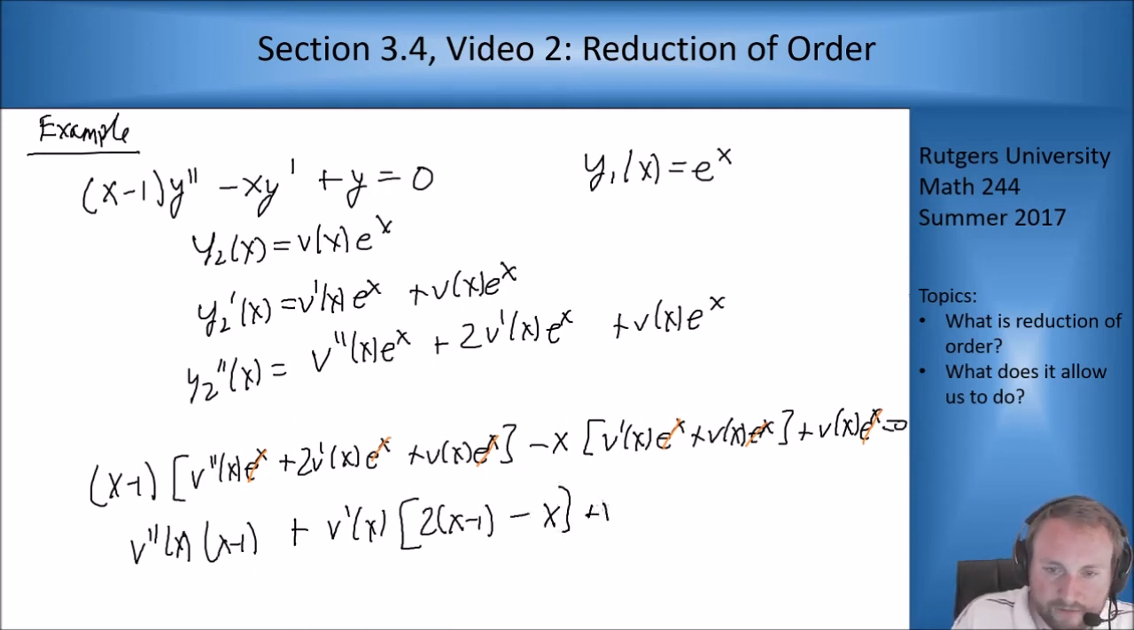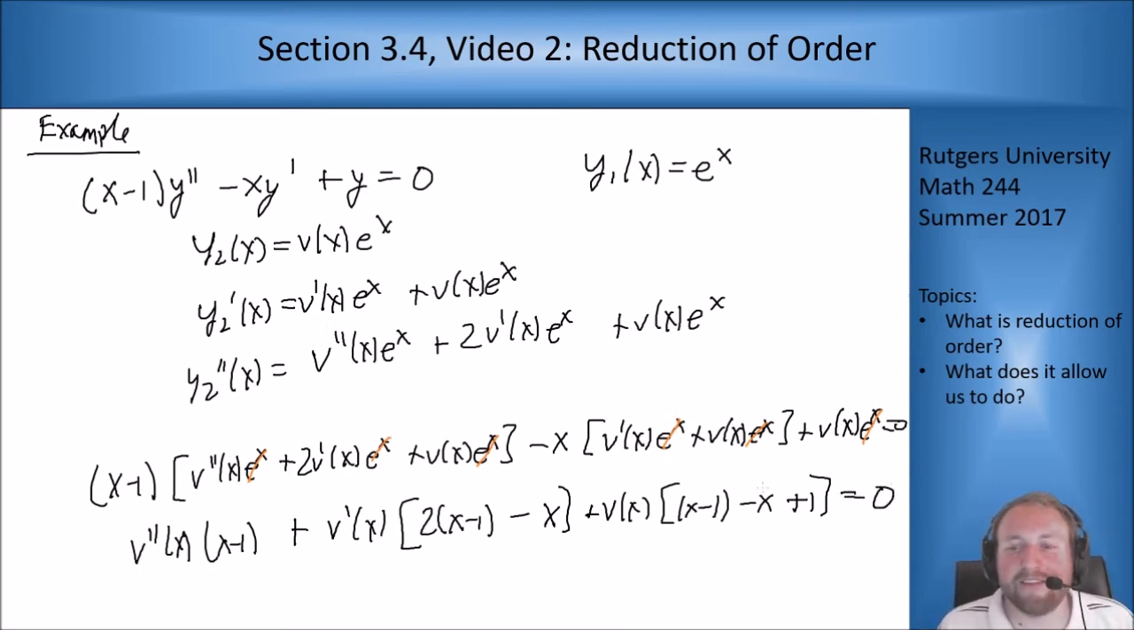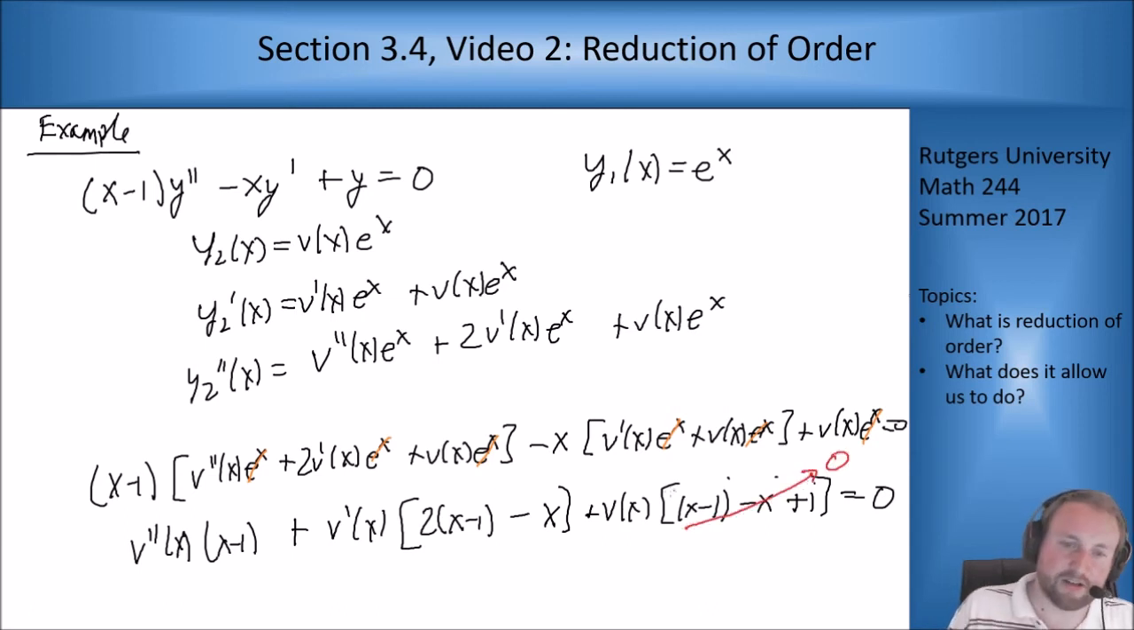And then v of x is multiplied by an x minus 1 for the first part, minus an x plus a 1 equals 0. Now, if I left the e to the x's in here, you would see e to the x, e to the x, e to the x, which is still 0 because we know e to the x solves my original equation, right? I have x minus 1 y double prime is e to the x, minus x e to the x, which is y prime, plus e to the x, which is y. So this term here is 0 because e to the x solves our equation. This comes out to 0.